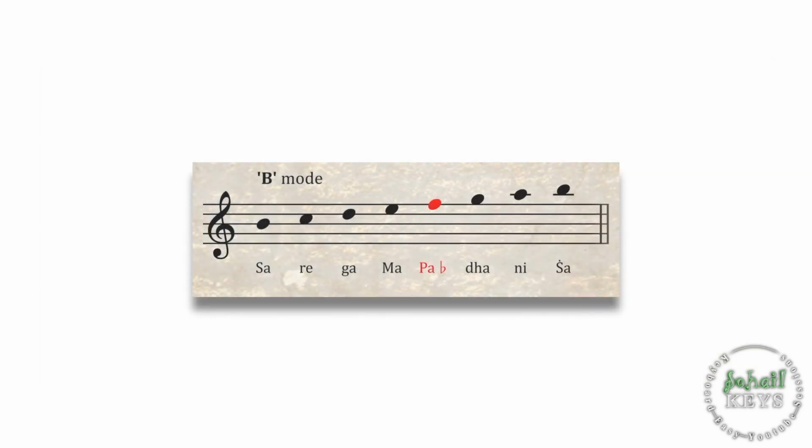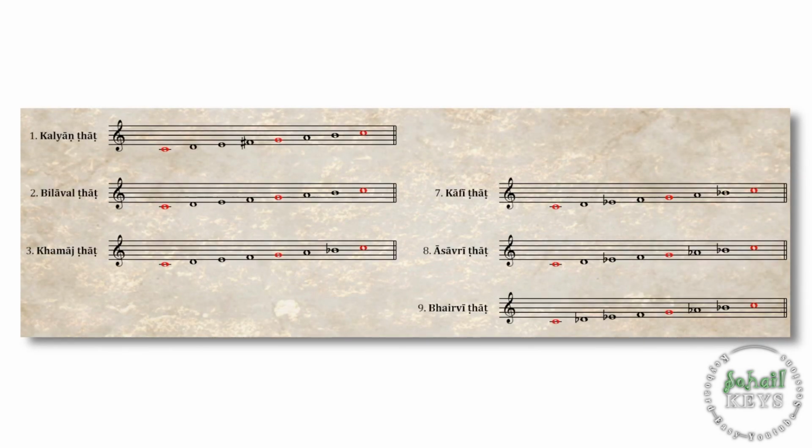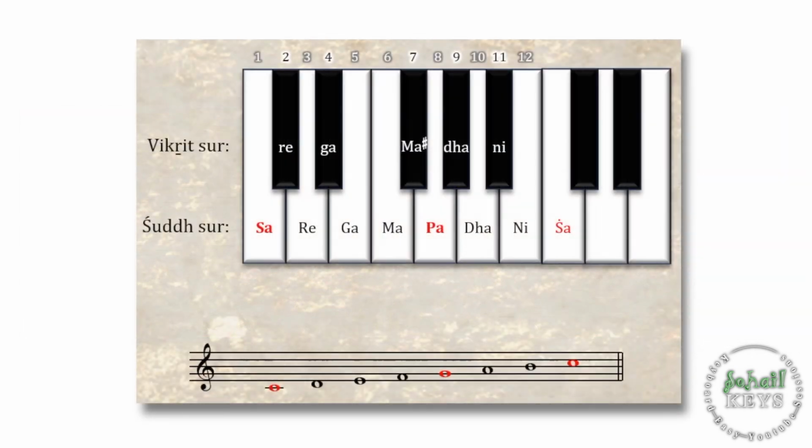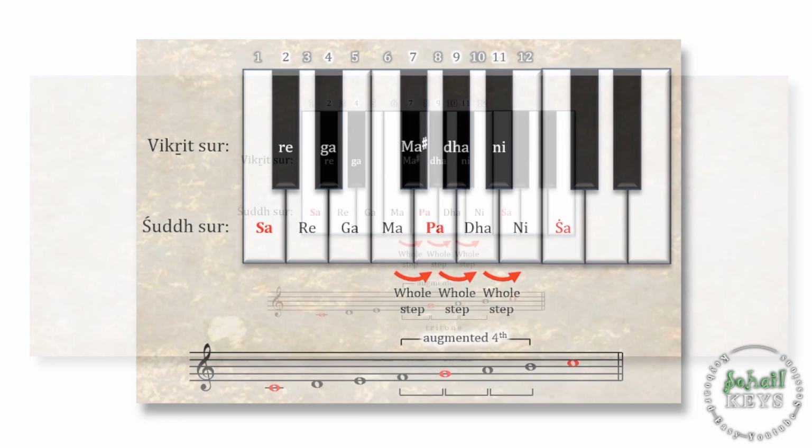Since Pa, immovable, cannot be flatted, there is no ṭhāṭ from B note. As we discussed earlier, the similarity between these 6 ṭhāṭs indicates an unbroken continuity. Each ṭhāṭ contains only one imperfect interval, a tritone. And as its name implies, a tritone consists of 3 whole note steps, making an augmented 4th.